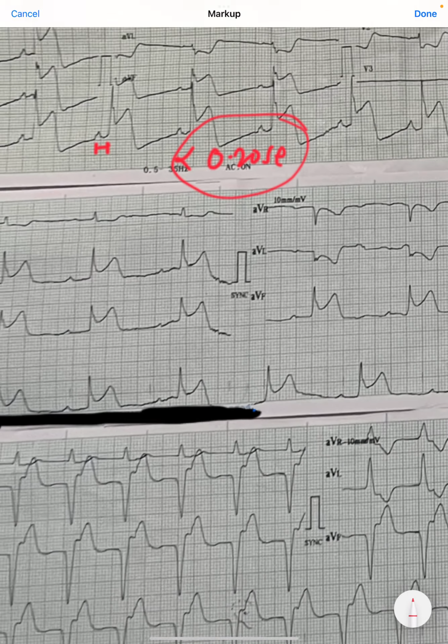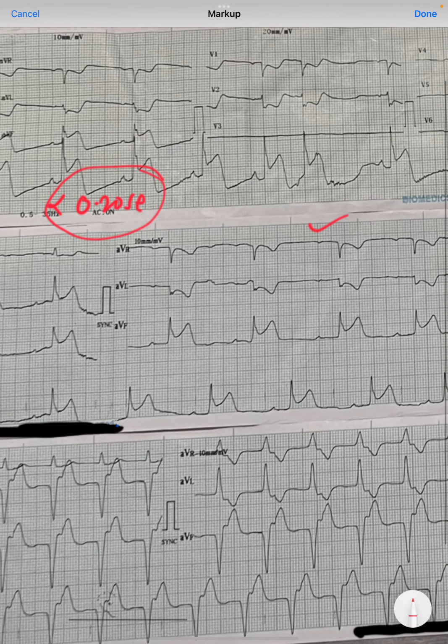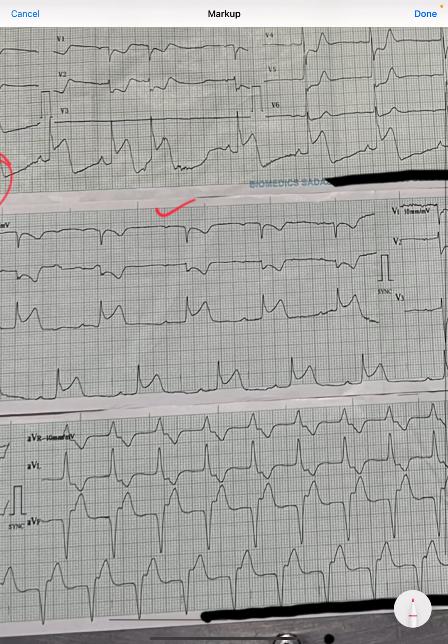But look here, look in this second ECG. See here, this PR is more than 0.20. This is the whole large box, which means it is 0.20 second, plus there are almost three small boxes, 1, 2, and 3. So it is almost 0.12. So the PR is almost 0.32 seconds.